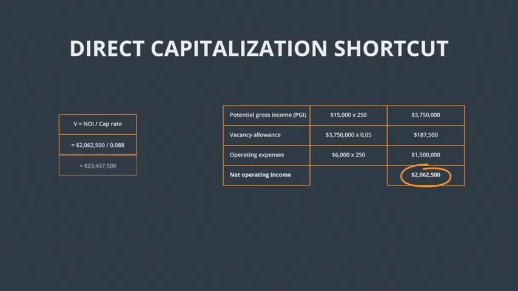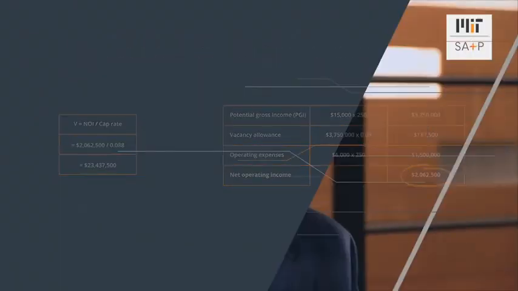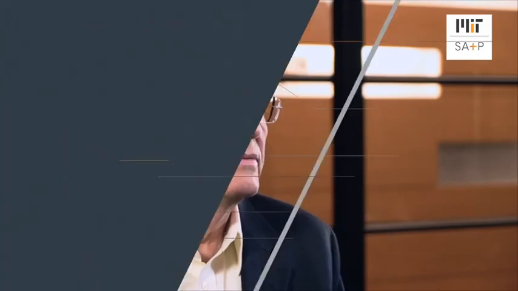Now that you have the net operating income, divide it by the cap rate of 8.8% to get an estimate of the property value. In this case, $23,437,500. The cap rate may be applied either backward-looking, based on the current or past year's net income, or forward-looking, based on the next year's net income. Forward-looking cap rates are most common in the investment industry, though both ways may be used.